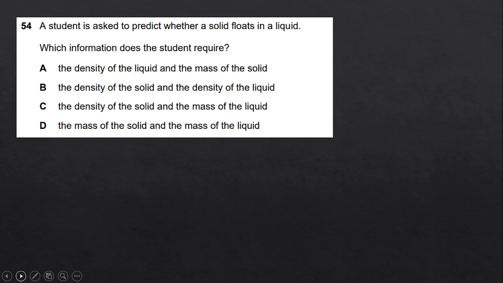Question 54. A student is asked to predict whether a solid floats in a liquid. Which information does the student require? The density of the liquid and the mass of the solid, that's not needed. The density of solid and the density of liquid, this information is needed for us, because if I know the density of solid, depending on whether the solid has a density larger than liquid or less than liquid, I can predict whether it floats or sinks.